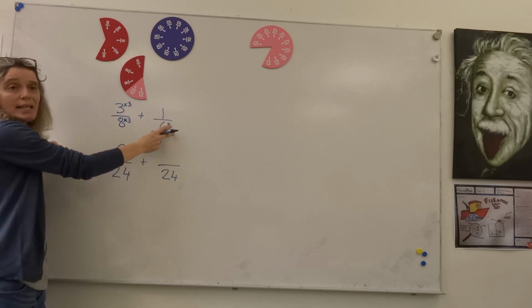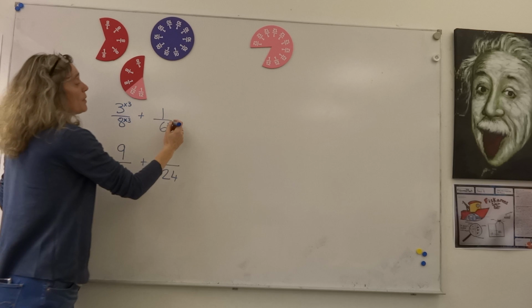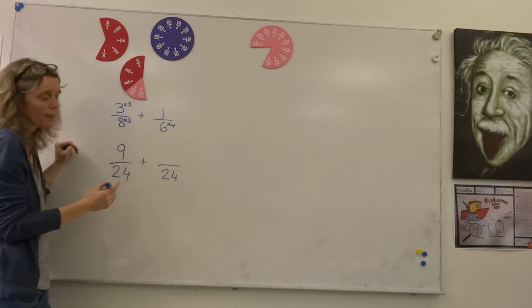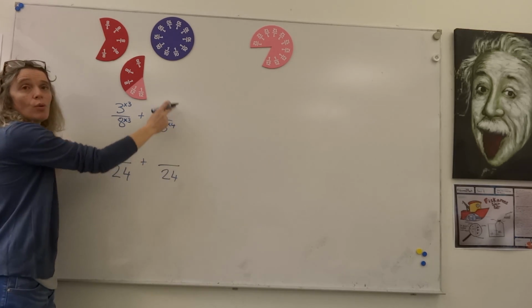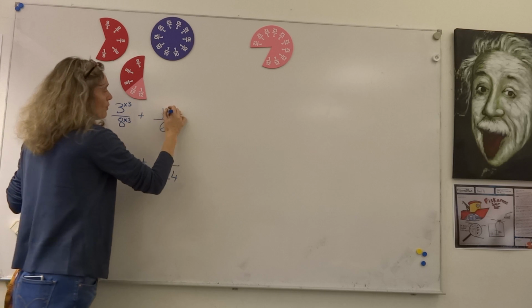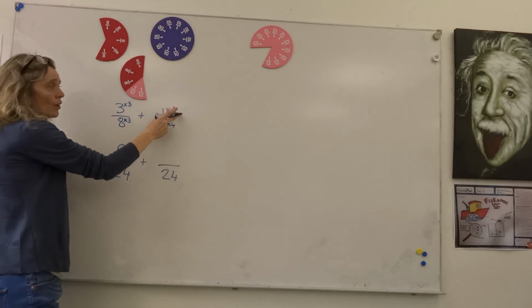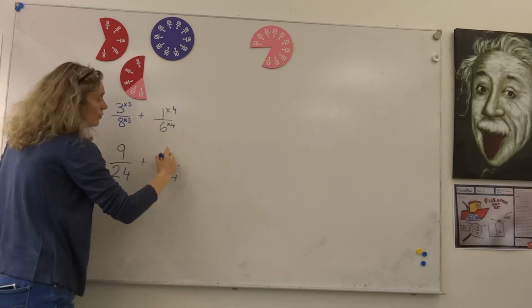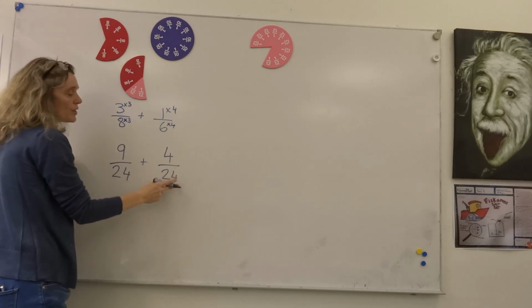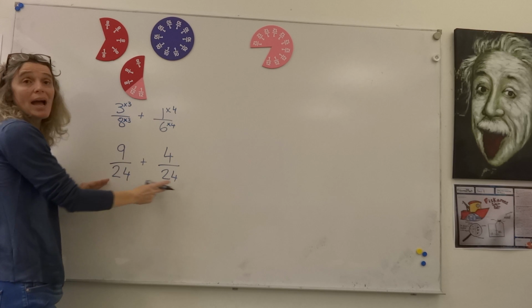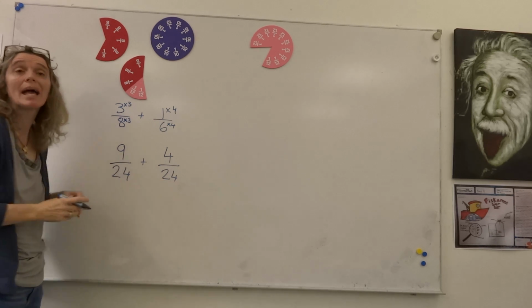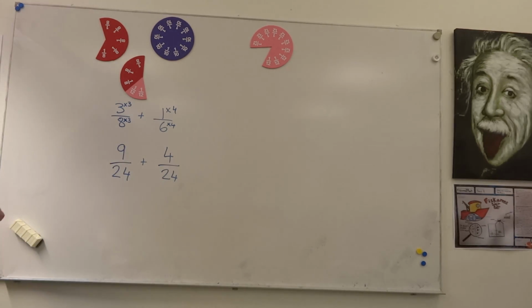What do I multiply 6 by to get 24? Well, I'd multiply it by 4. If I multiply the 6 by 4, what do I do to the top number? Also multiply it by 4. So I now have 1 times 4 is 4, and 6 times 4 is 24. Now I have the same denominator, so now I can actually add these fractions.